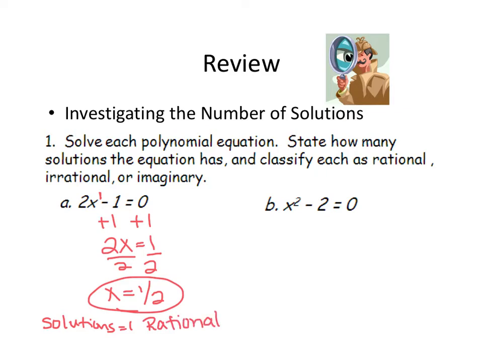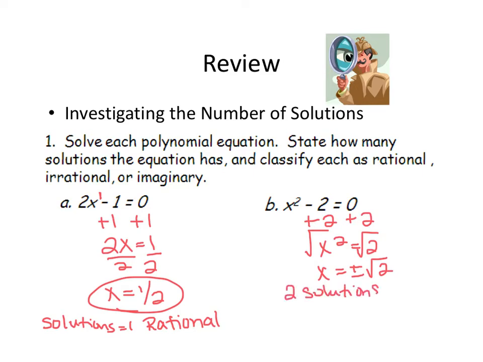Letter B. I'm going to write that down. Then we're going to solve for x. Add 2 to both sides. Take the square root. So x is equal to plus or minus square root 2. State how many solutions. There are 2 solutions, and if you look at the degree, it's 2. Classify each as rational, irrational, or imaginary. Since the square root of 2 is not a perfect square, it's irrational.